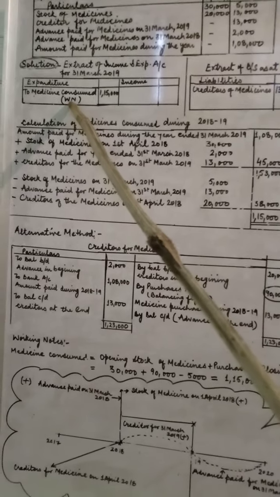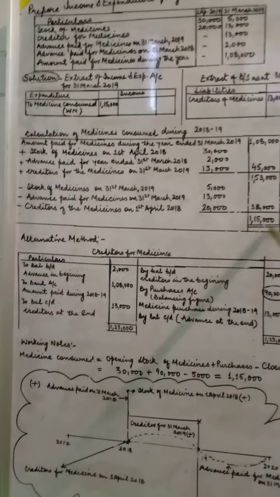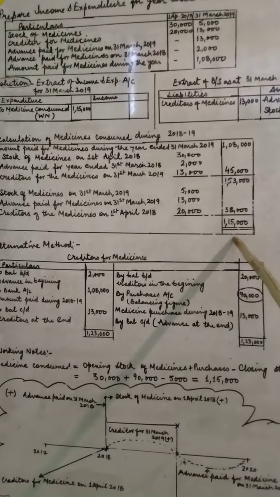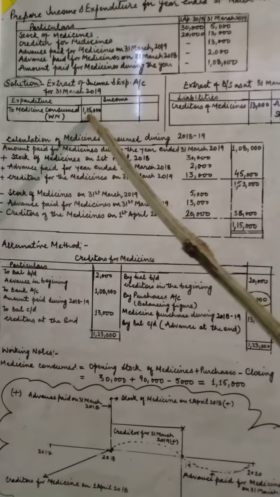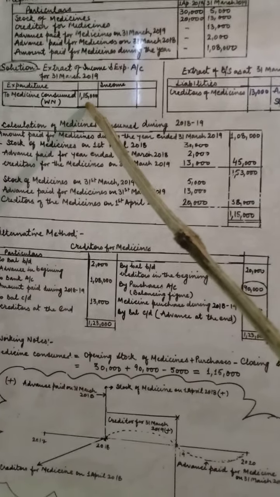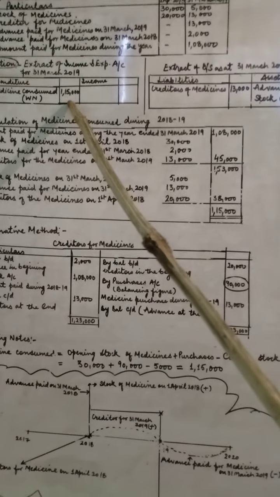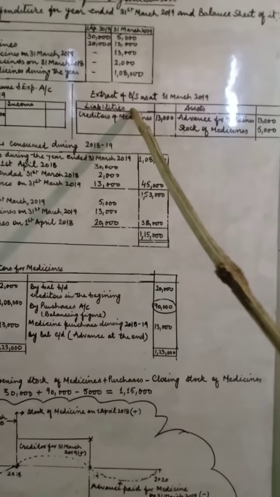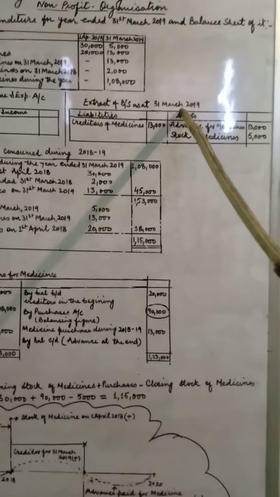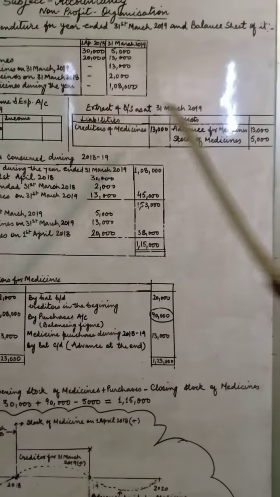Now see, it is a working note. You have just calculated with the help of this working note, 1,15,000 comes to the debit side of the income and expenditure. And also because you are making here the final account of the non-profit organization, this is the income and expenditure. Along with that, you are to make also the extract of the balance sheet. So what item will go to the liability side and asset side?